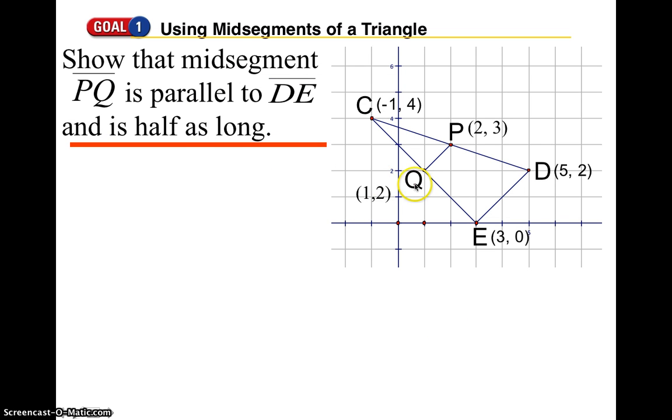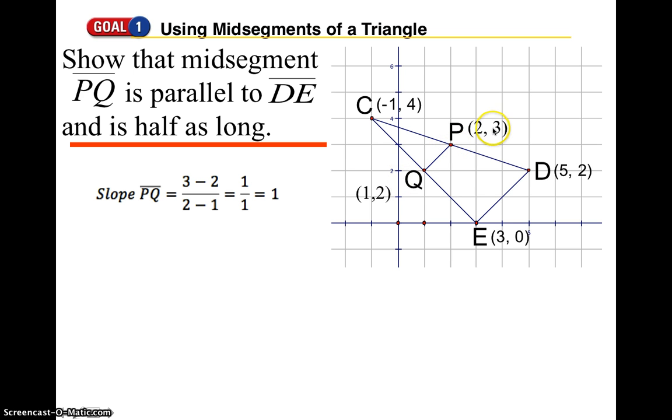Now that we know that, can we prove that PQ is a mid-segment of this triangle? In order for it to be a mid-segment, two things have to be true. PQ has to be parallel to DE, and PQ has to be half as long as DE. So let's show each of those to be true. First of all, let's show that they're parallel by finding the slope. Parallel lines should have the same slope.